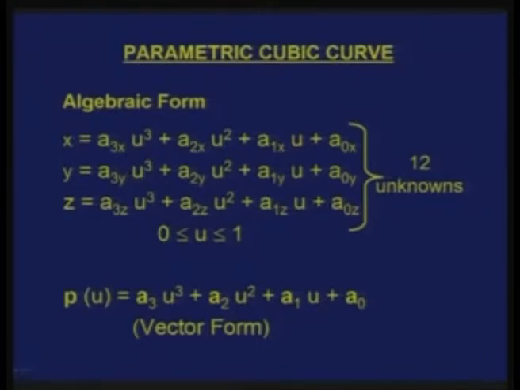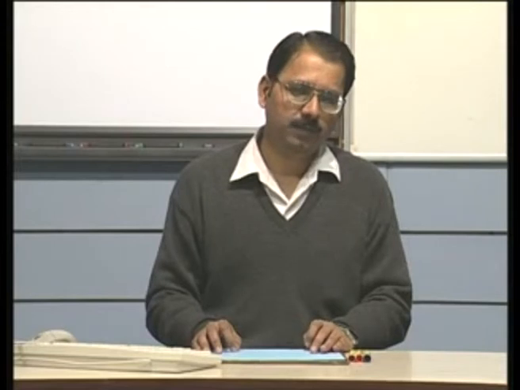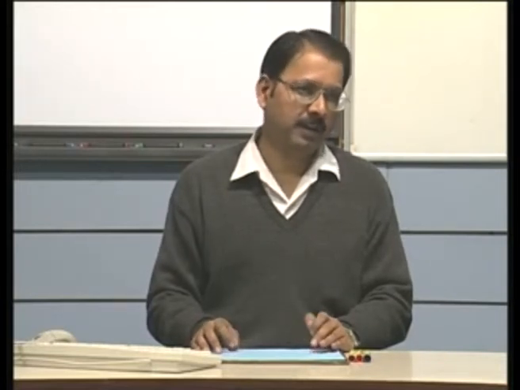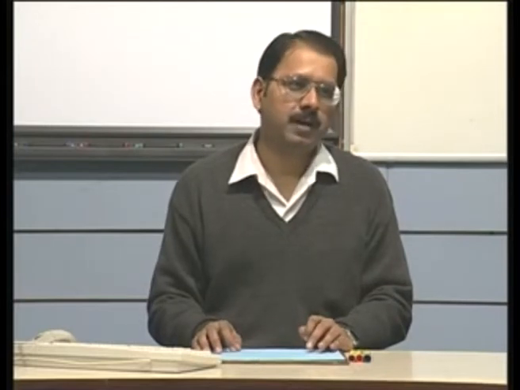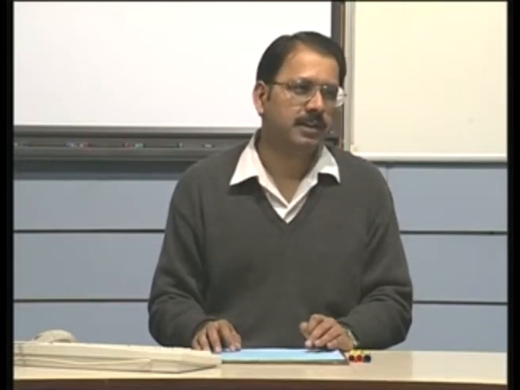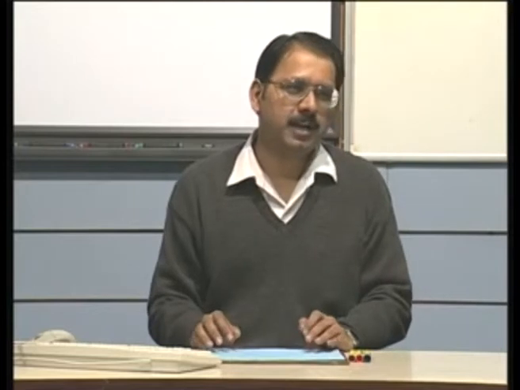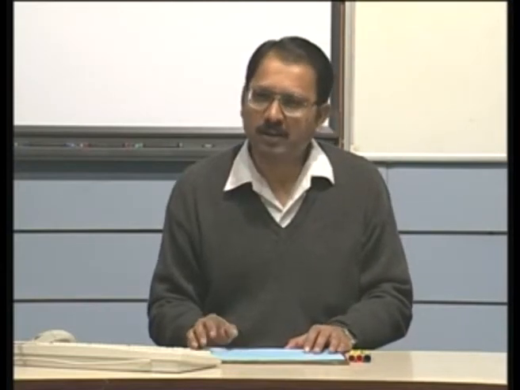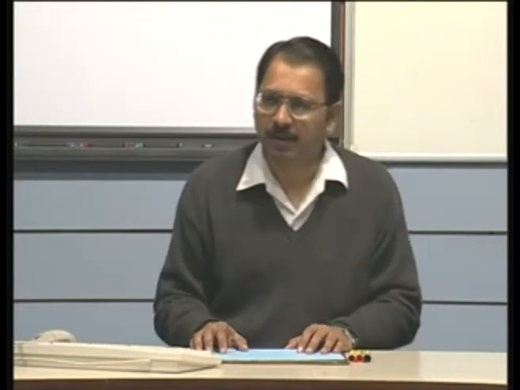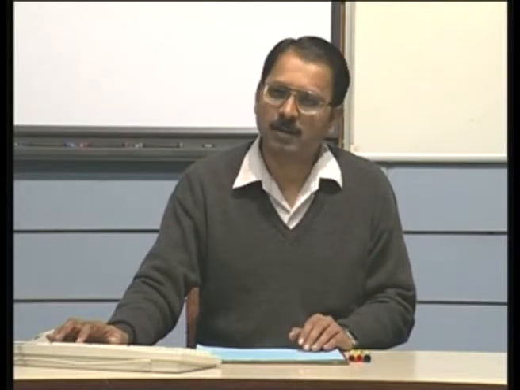Imagine I have to define a curve, and I am given 12 unknowns. Playing with these 12 unknowns is very difficult. You really do not know which parameter affects the curve shape in which way. So, sometimes it is very difficult to model the curve by giving 12 variables as an input. The more common form of parametric cubic curve is called the geometric form.